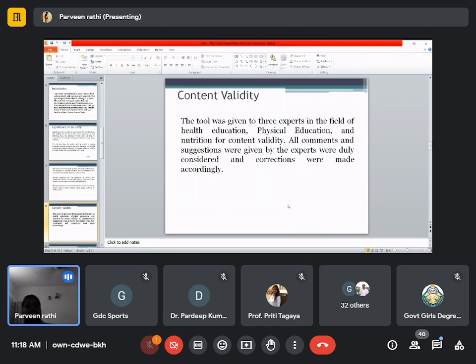Content validity. The tool was given to experts in health, physical education, and nutrition for content validity. All comments and suggestions given by the experts were duly considered and corrections were made accordingly.